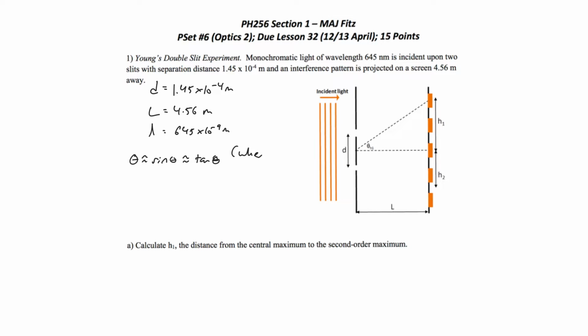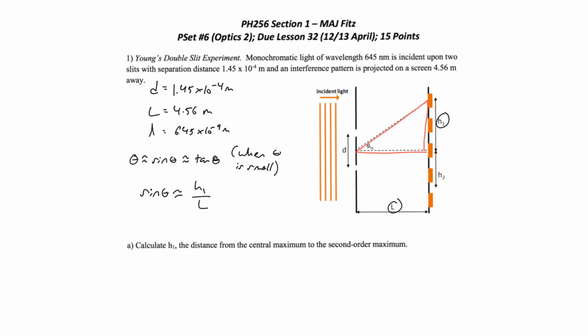when theta is very small, and when theta is measured in radians. So we can see this triangle here. The tangent of theta is h1 over L, and so then we can say that the sine of theta is also h1 over L. Right, so that's the application of the small angle approximation to part A.